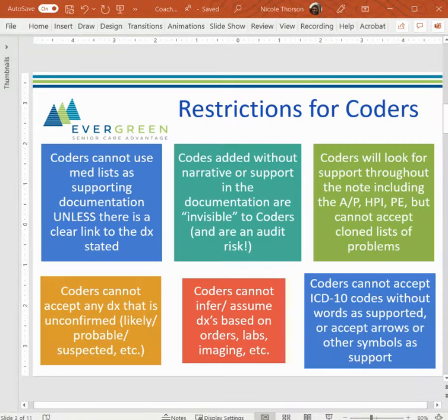In addition to these requirements, there are also some coder restrictions. First, coders cannot use medication lists as supporting documentation unless there is a clear link to the diagnosis stated from the medication. Codes added without narrative or support in the documentation are truly invisible to coders and will not be added to the claim or would be removed. These are also a very big audit risk.